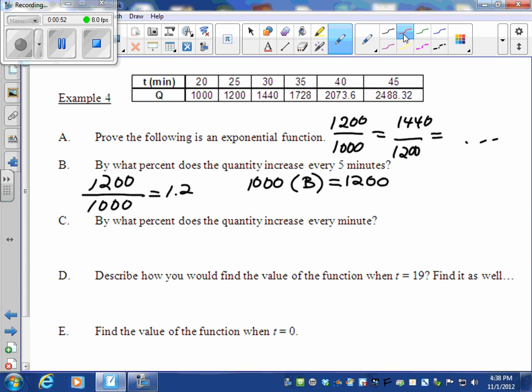Well, first thing, before I get too far ahead, what's the answer to the question on B? The answer is the increase is by 20%. So I don't want to get too far ahead of myself. Now, by what percent does the quantity increase every minute?